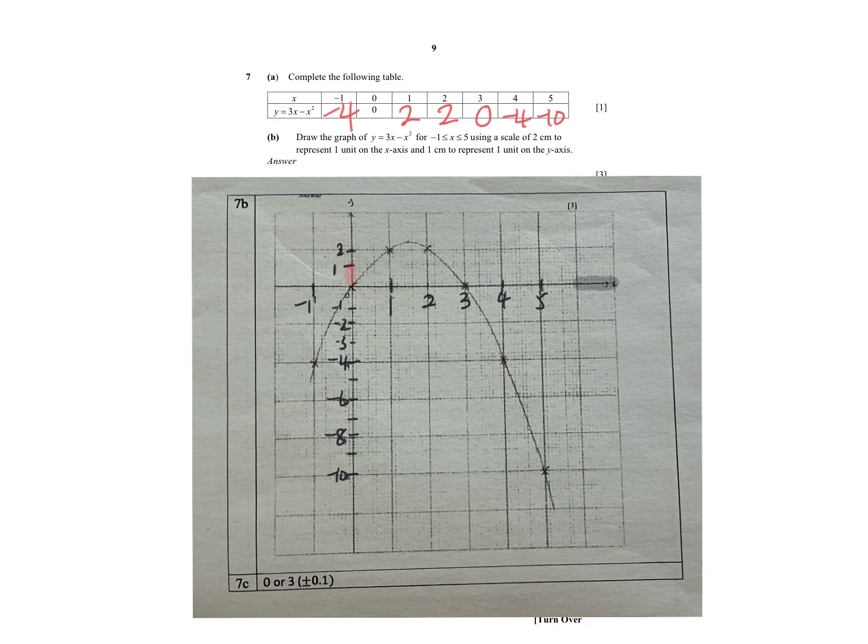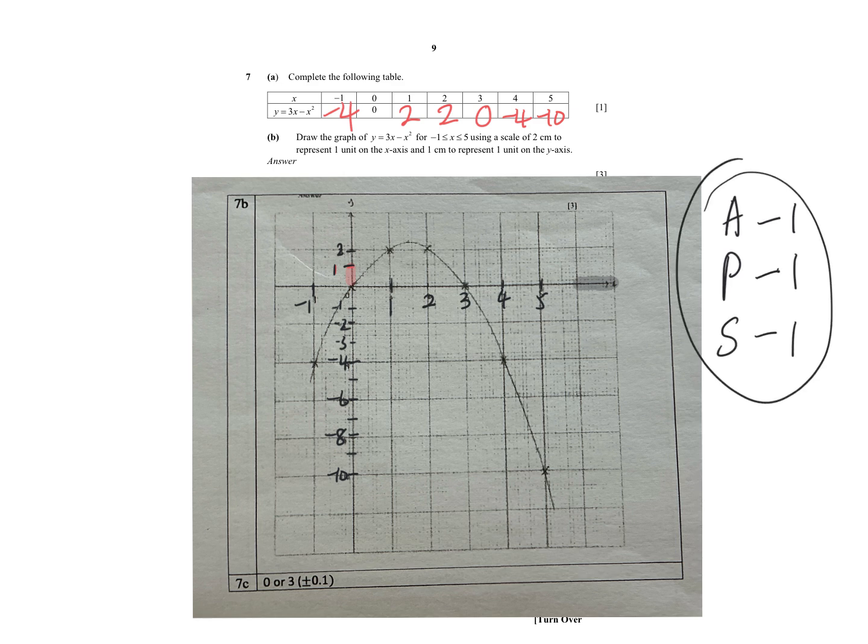Okay, so just make sure that your axes are correct, then you get 1 mark. Your plots are all correct, you get 1 mark. The curve is smooth, you get 1 mark. So 3 marks for graphs. Standard. So we will check that all the plots are correct, your curve is smooth, and your scale is correct. Then you get 3.